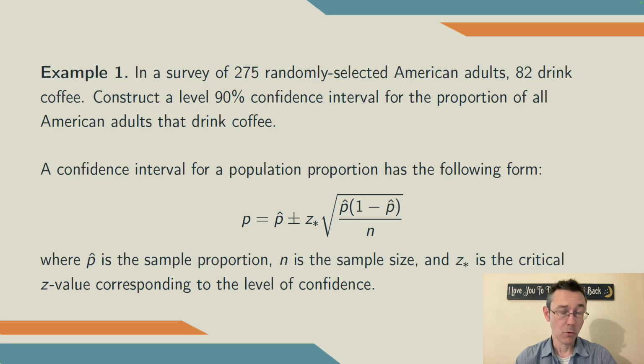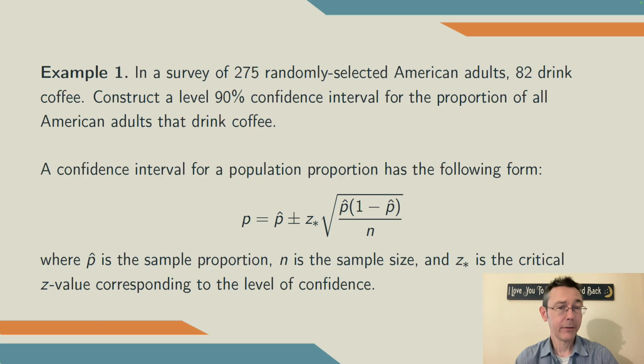So we have this formula for a confidence interval for a population proportion. P is representing that population proportion, the thing we're trying to estimate. P hat is the sample proportion that we get from our data. N is the sample size, and Z star is the critical Z value corresponding to the level of confidence that we have. In this case, it's 90%.